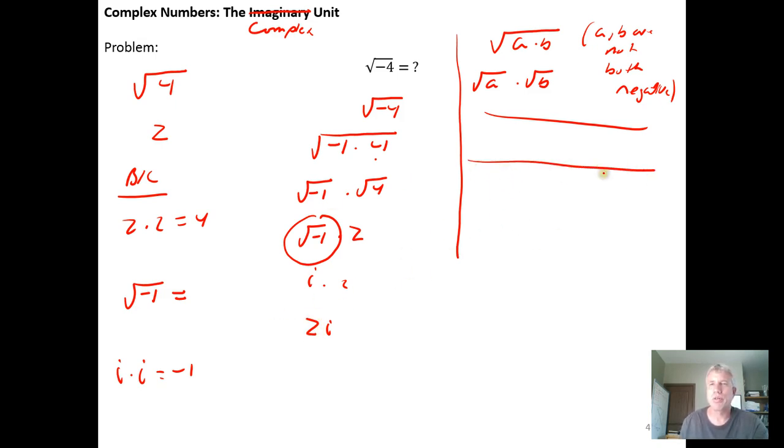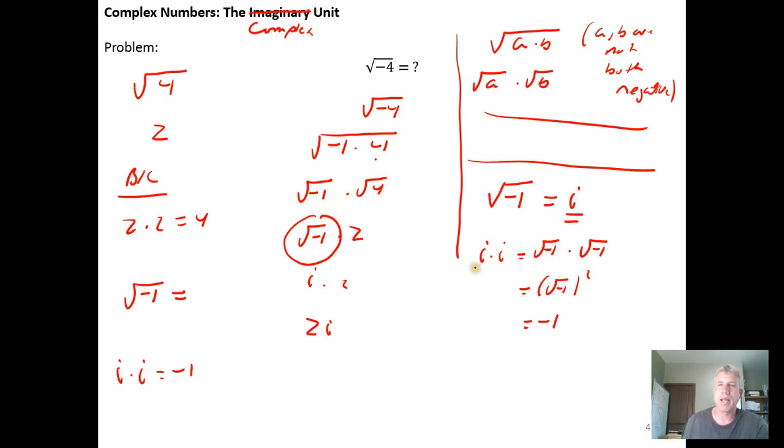So long story short, I've kind of summarized the important pieces. The square root of negative 1 gets a name. We call it i. And this is going to mean if we're doing i times i, we're really getting the square root of negative 1 times the square root of negative 1, which is the same as the square root of negative 1 squared, which just simplifies to negative 1. So those are the two big pieces. Square root of negative 1, we give it a name, i, and i times i is negative 1 because the answer to a radical is the number such that when you square it, you get the number that's on the inside. So i times i is the negative 1.